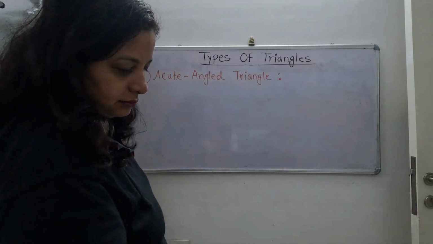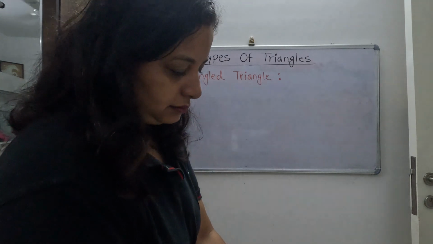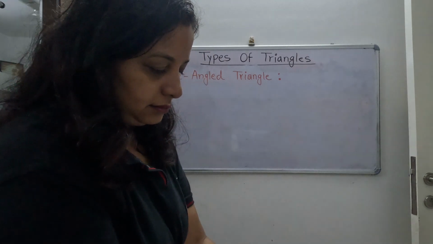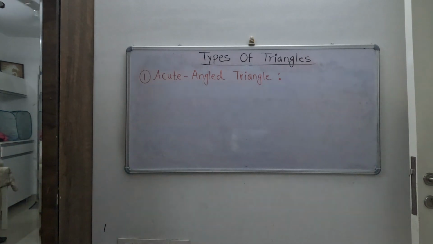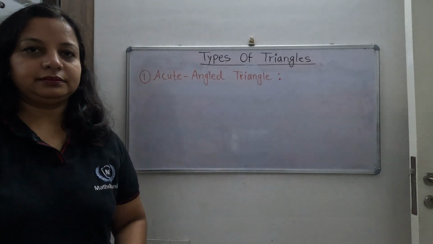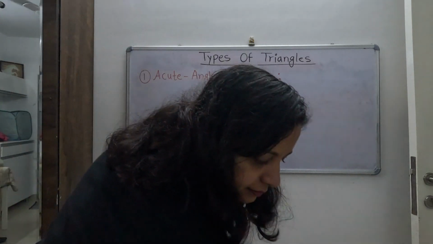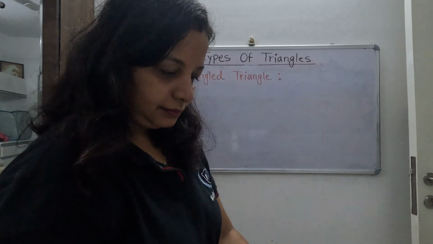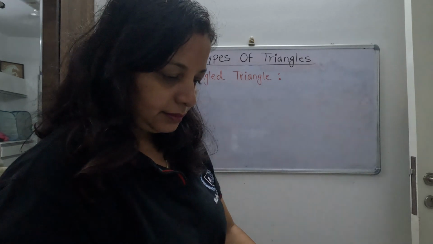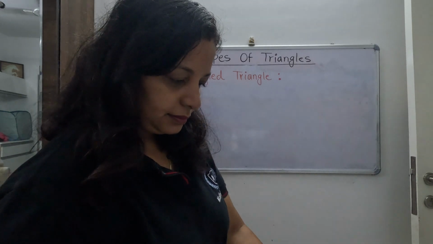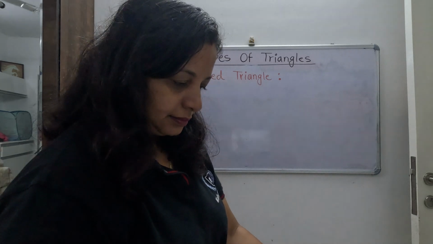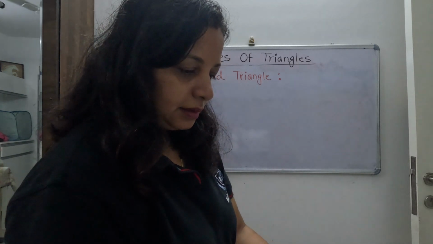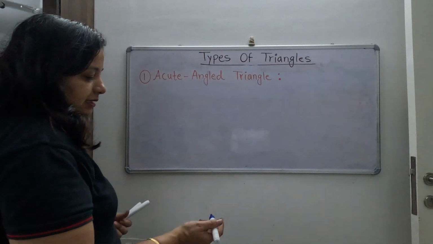Wait, what? Each of the triangle's angles measures less than 80? Yes. Yep. Less than 90, right? Less than 90. Okay. Then the next one is right angle.